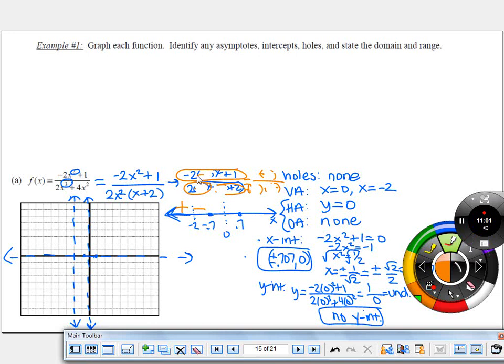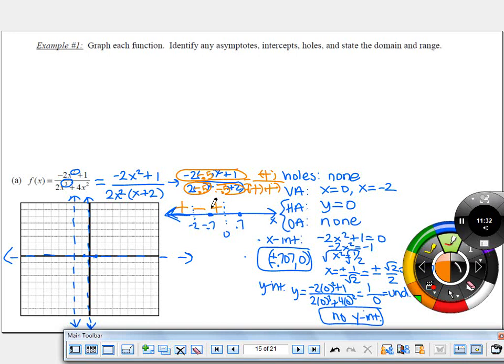So if I plug in negative 0.5, the denominator still has two positives multiplying each other. And in the numerator, let's see, negative 0.5 squared would be positive 0.25 times negative 2 would be negative 0.5 plus 1 would be positive. So these would all be positive. So this would be positive. Okay.